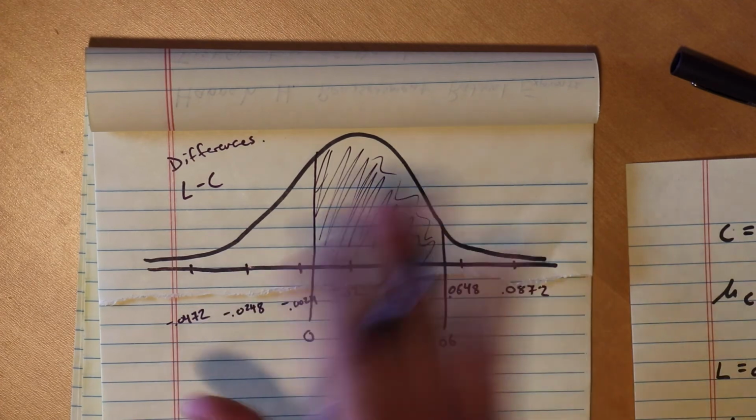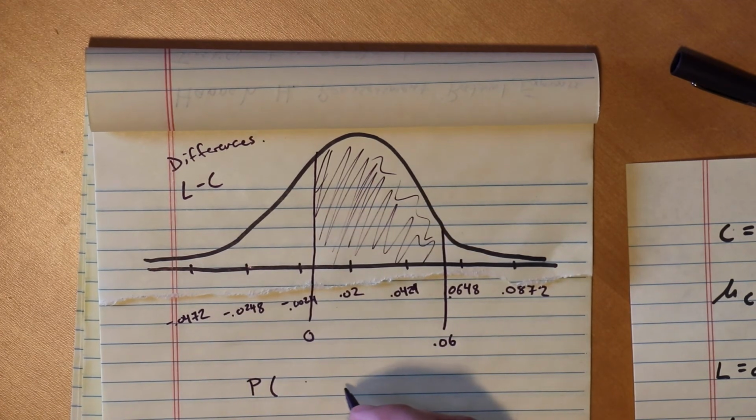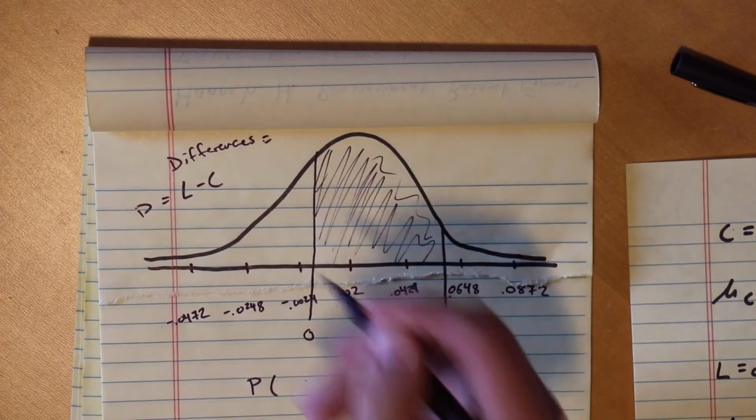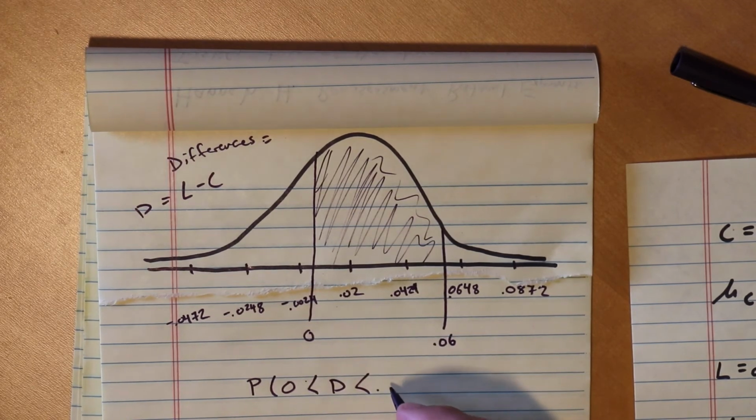So we need to find this probability here. We're trying to find the probability that, I'll say D, because we defined the difference as L minus C, is between 0 and 0.06.